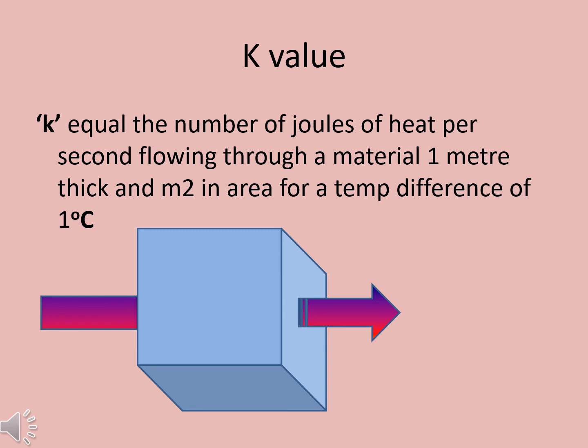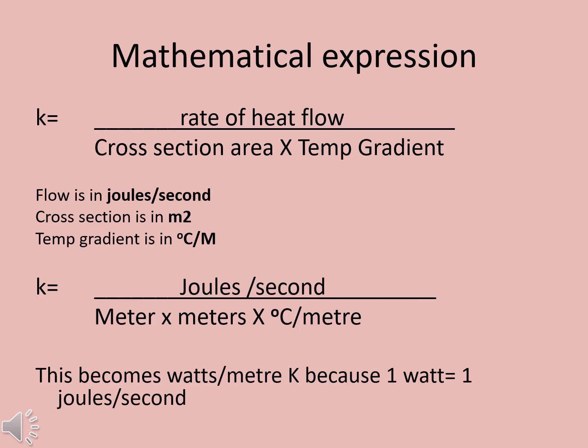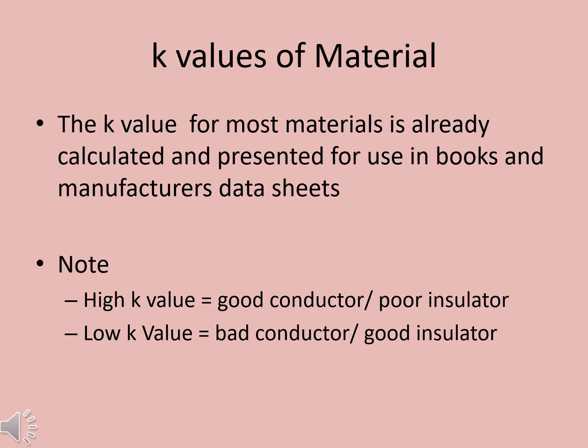What is a K-value? The coefficient of thermal conductivity, also known as a K-value, is equal to the number of joules of heat per second flowing through a material 1 meter thick and 1 meter squared in area for a temperature difference of 1 degree. There are mathematical expressions for these, as can be seen on the slide. However, please don't get concerned with these, as in reality, the way we apply these mathematical expressions is far easier than it looks.